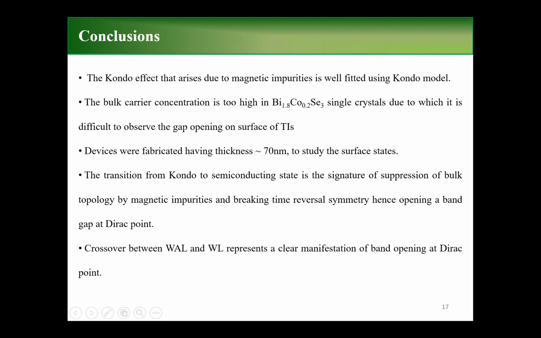We can only say that the magnetic layer that we have deposited gets doped into the bismuth selenide, due to which we observe this. So finally, the conclusion: the Kondo effect arises due to magnetic impurities and is well fitted using the Kondo model. The bulk carrier concentration is too high, so that's why we fabricated the device using electron beam lithography. The signature of the crossover from weak anti-localization to weak localization clearly indicates a band opening at the Dirac point.